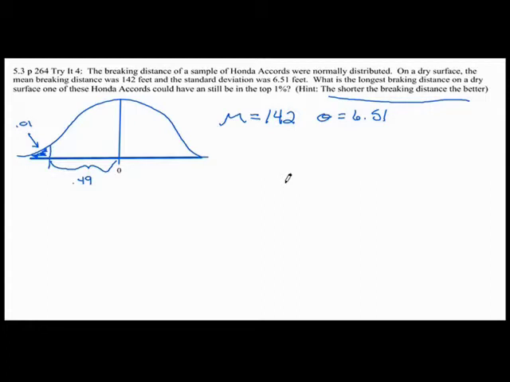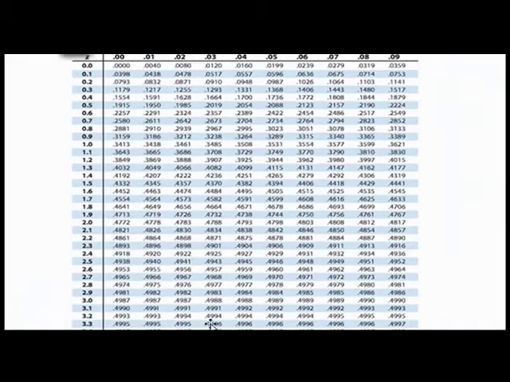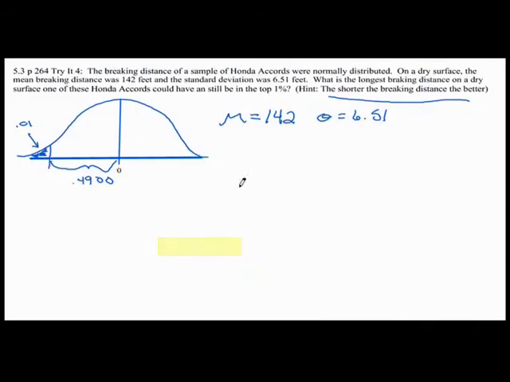And so what we're going to do is look inside of our table for 0.4900. When we look for the closest thing to 0.4900, we find a couple numbers around it: 0.4898 and 0.4901. Well, 0.4898 is 2 away, and 0.4901 is only 1 away. So we're going to go with this one.